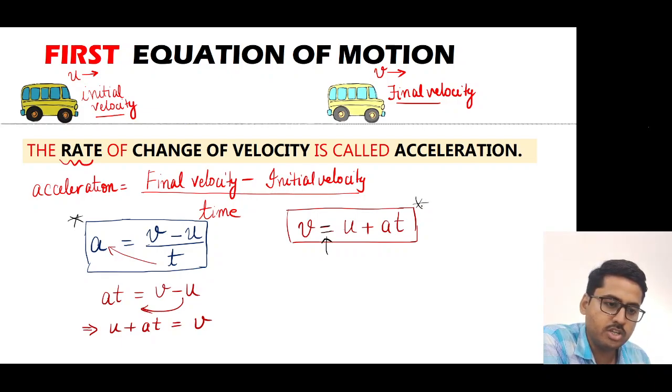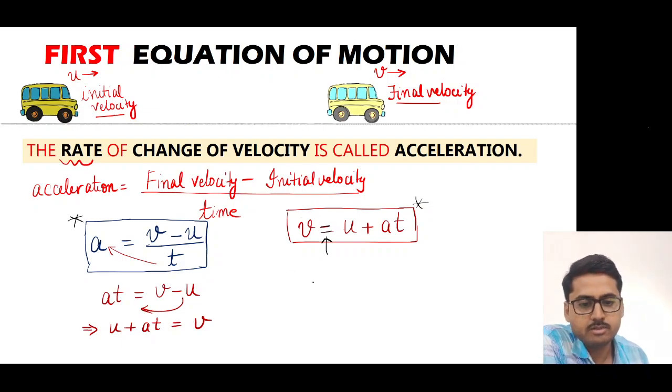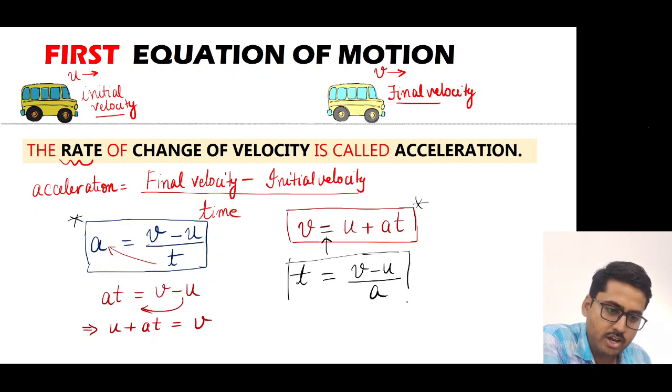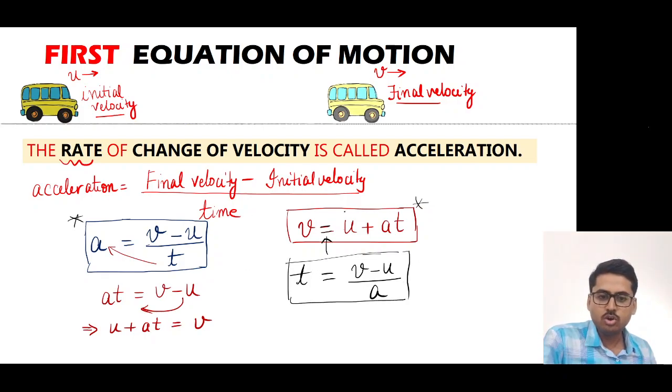This particular equation is useful when you are finding velocity. Sometimes we also need to find time. So we can write t is equal to (v minus u) divided by a. This is sometimes required for derivations at a later stage, we will see. All three equations that you see are nothing but the first equation of motion.